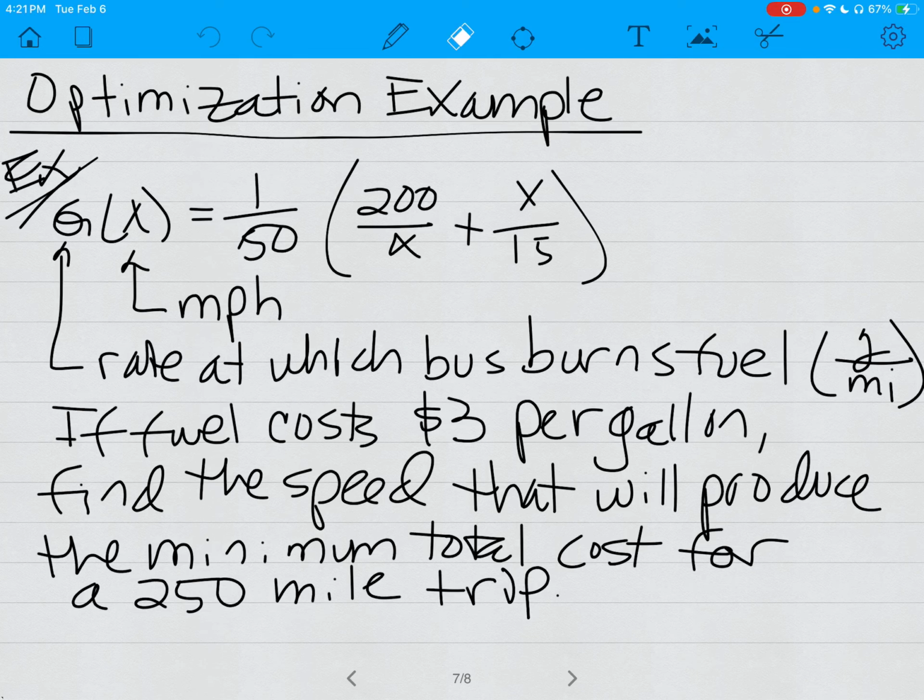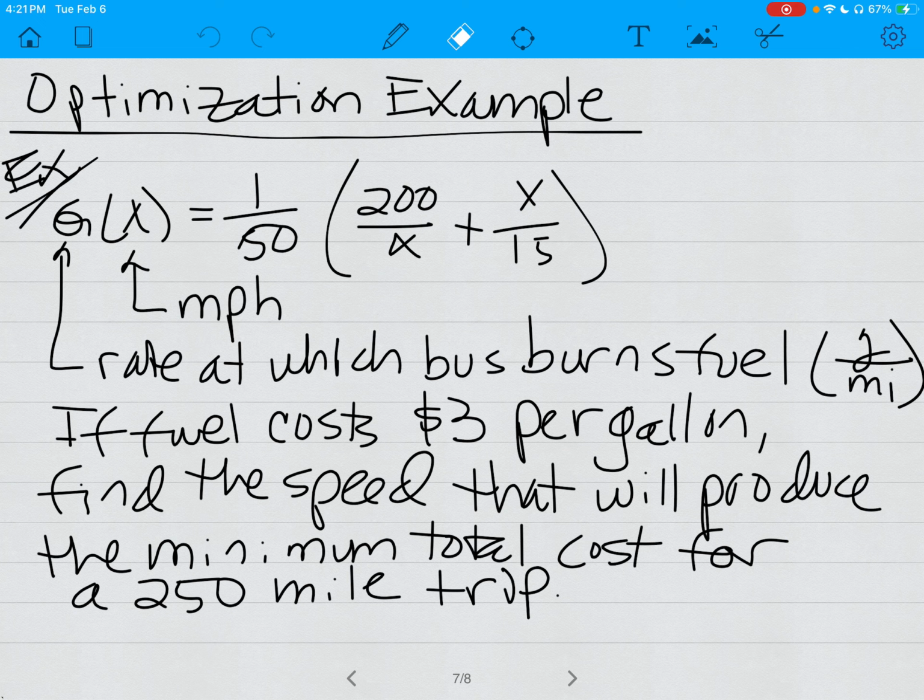So in this video, we're going to take a look at an example where we get to use our new theorems to optimize a particular real life scenario. And in this case, the setup goes like this.